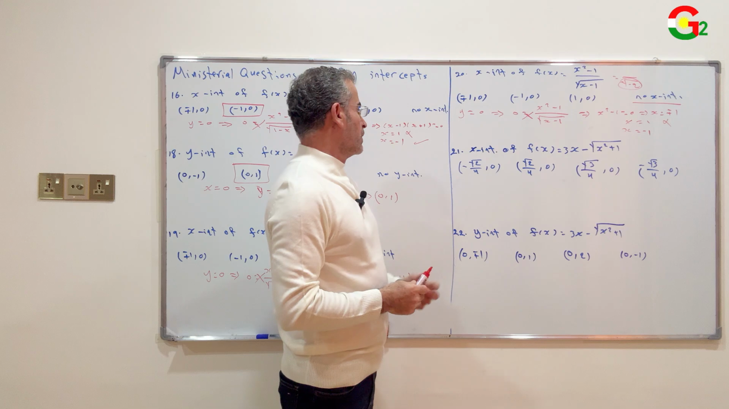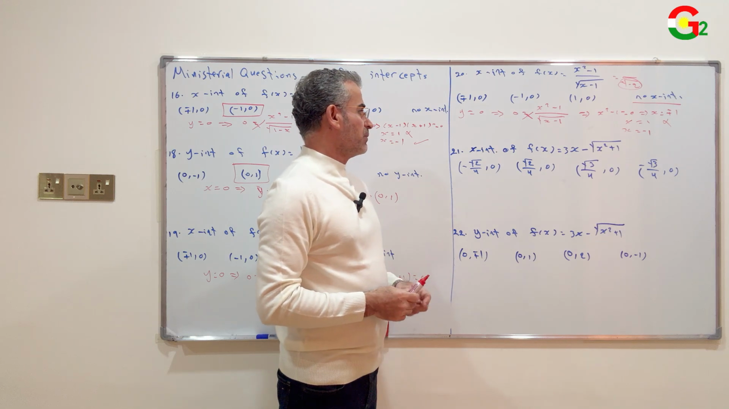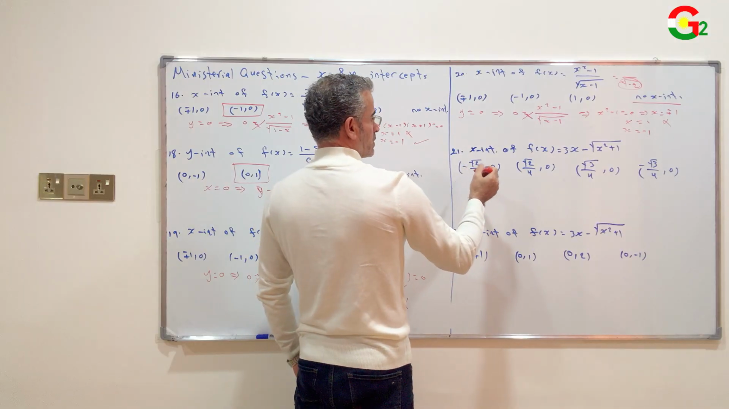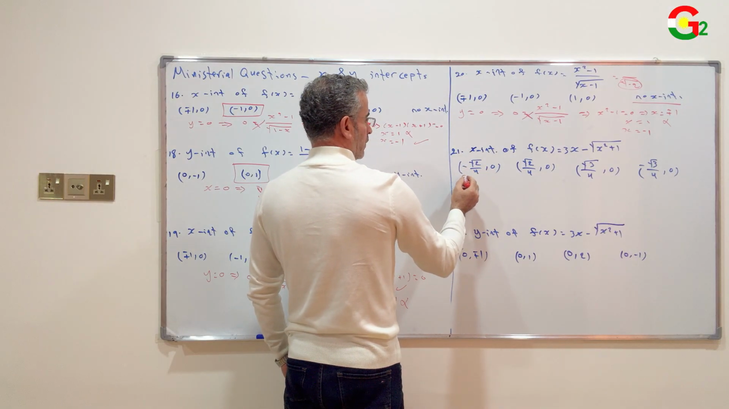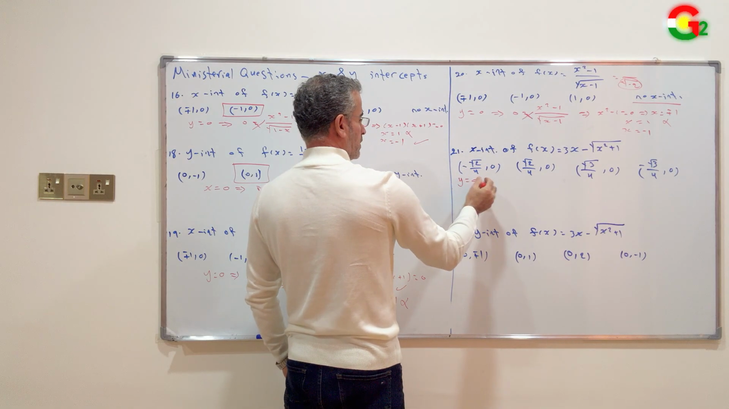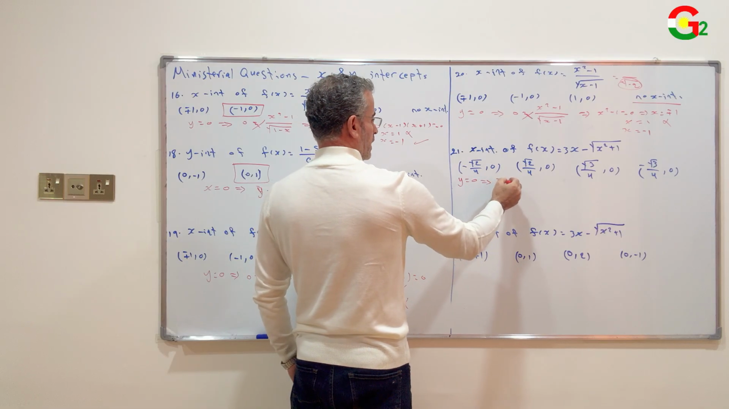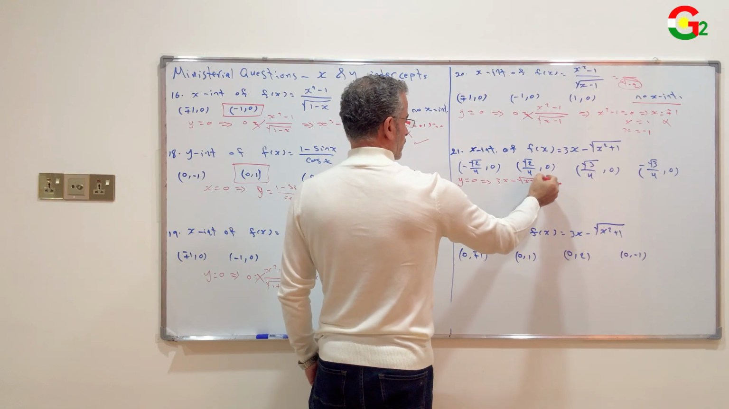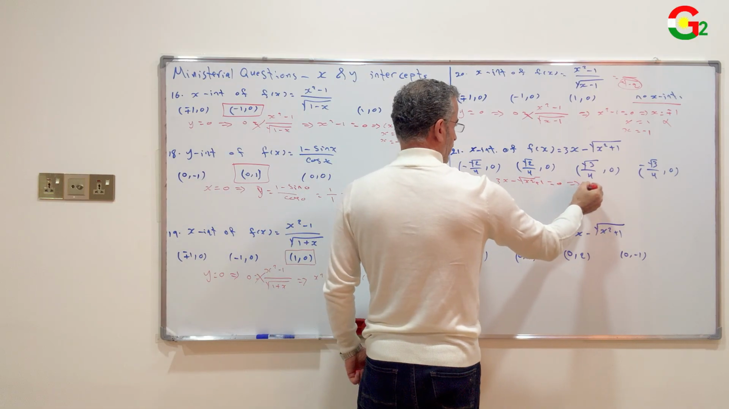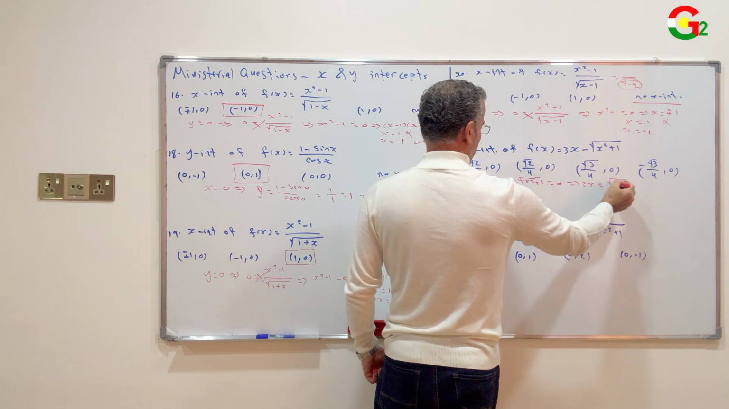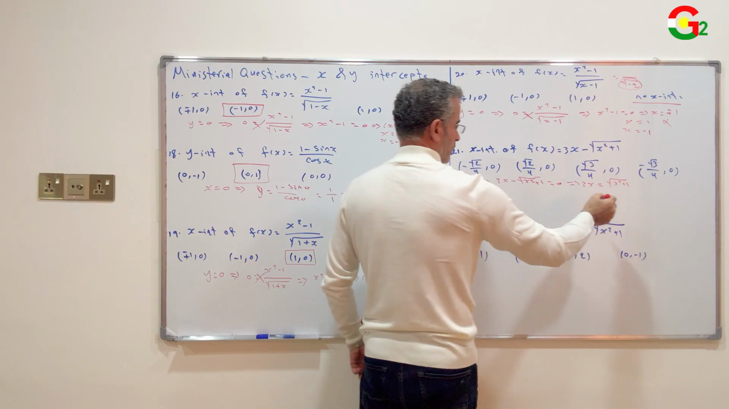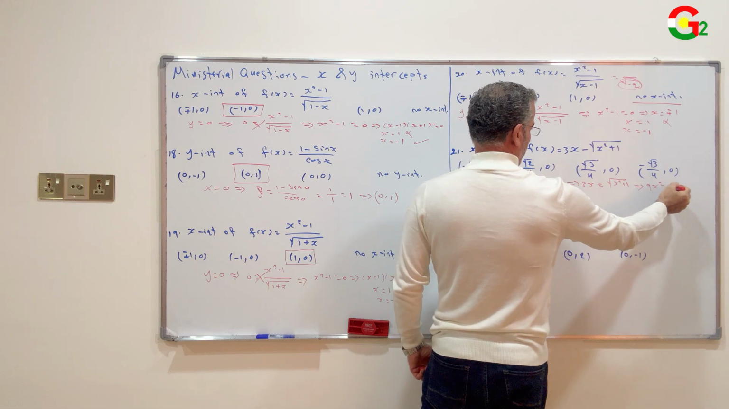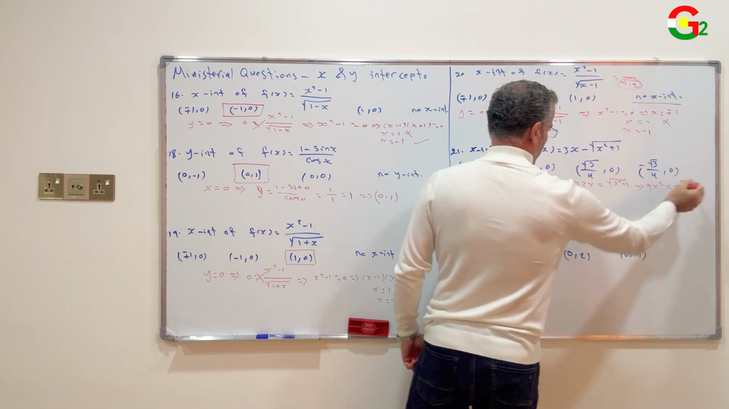Question number 21. Find the x-intercept of the function 3x - sqrt(x^2 + 1). Then for the x-intercept, we set y equals 0. Then 3x - sqrt(x^2 + 1) equals 0. Then 3x equals sqrt(x^2 + 1). Square both sides. Then 9x^2 equals x^2 + 1.